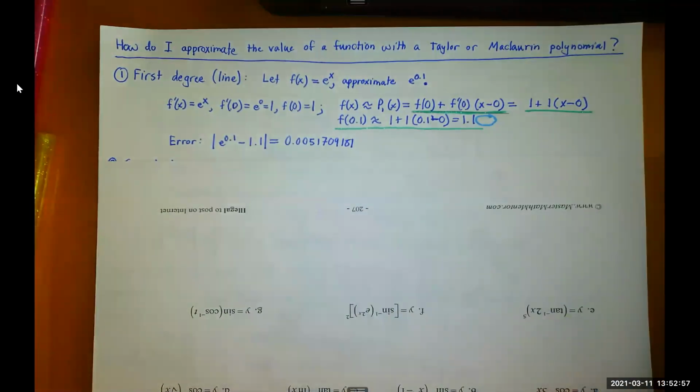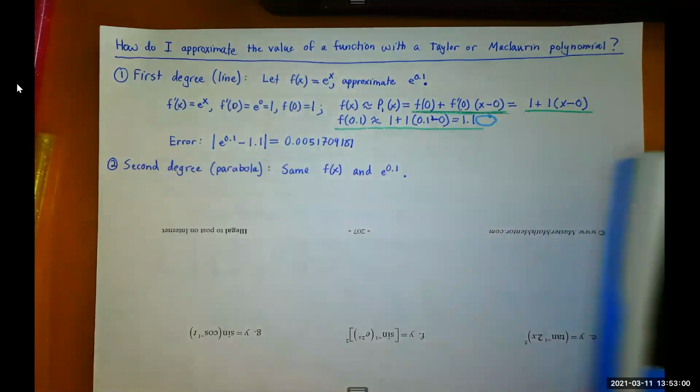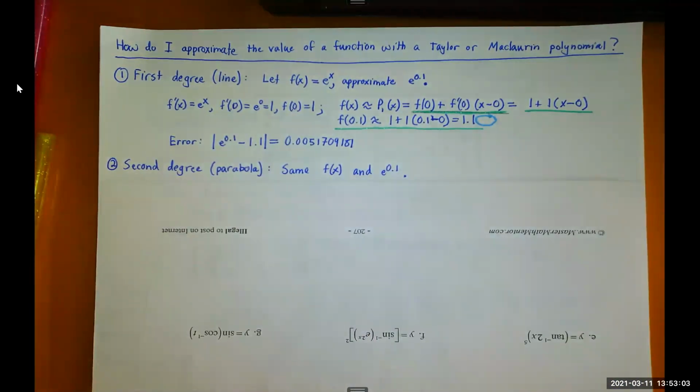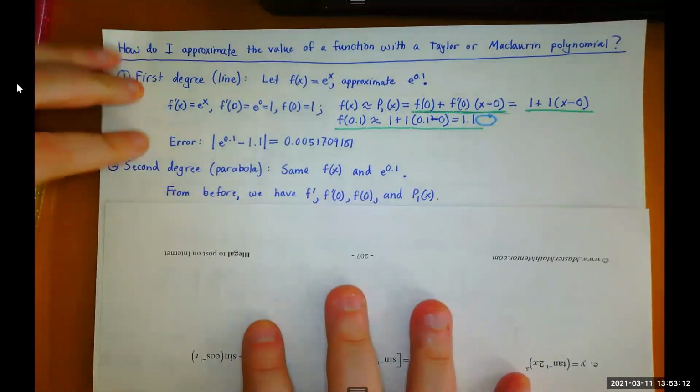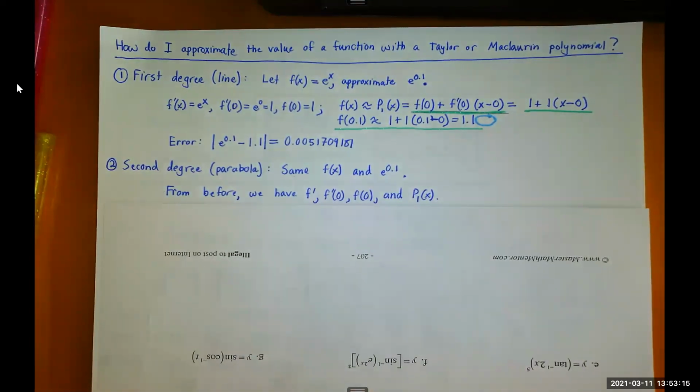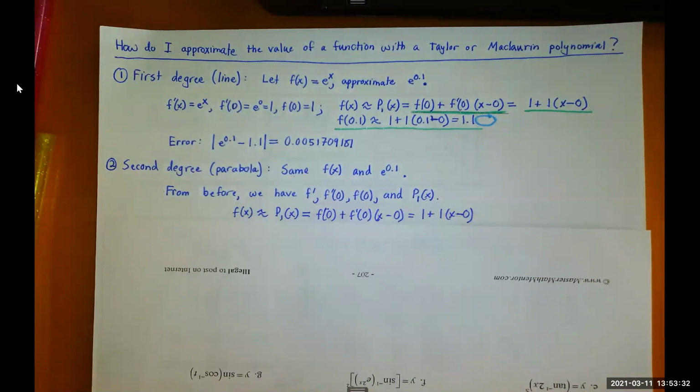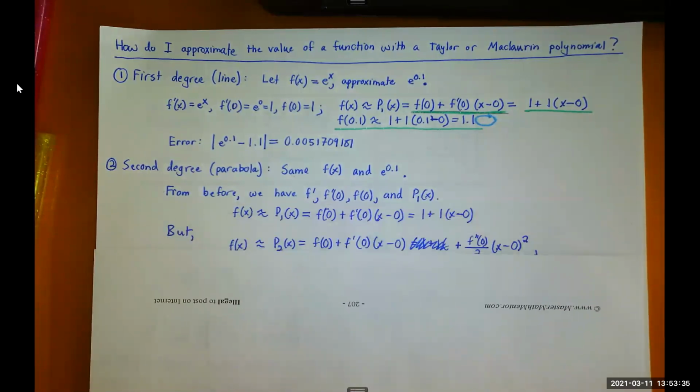Okay, so tangent line. This was the new stuff. The tangent parabola, the second degree polynomial. It's the same f, the same value, and that means everything else is the same. We have f prime of 0, f of 0, and p sub 1 of x. None of that has changed. What we're going to do is use this to help us write a tangent parabola. And as we talked about yesterday, the tangent parabola looks like this.